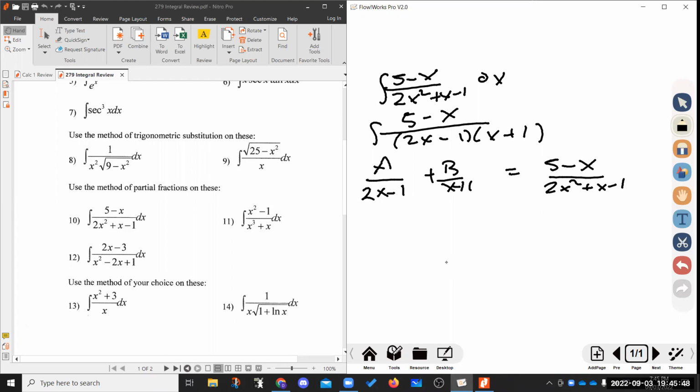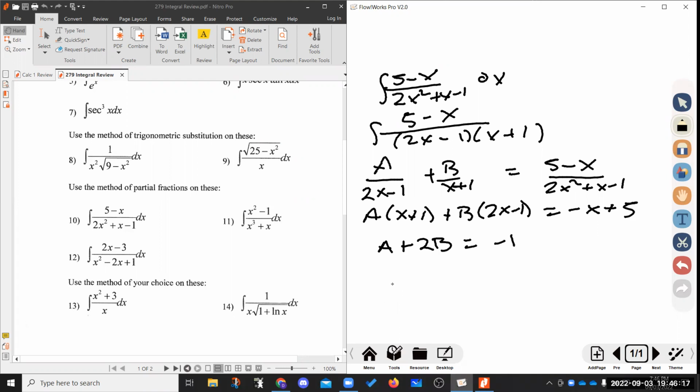We'll get to the integrals in just a second. This is A times x plus 1 plus B times 2x minus 1 is equal to 5 minus x. I'm going to write this in this order, is equal to negative x plus 5. So my x's are A plus 2B is equal to negative 1. And my constants are A minus B is equal to 5.